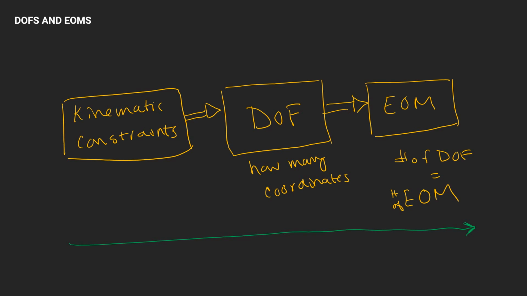But this is kind of how or why it's important that we go over kinematic constraints just one last time, because moving forward, getting that degrees of freedom right for your system is important, because you need to know how many equations of motion you actually need to generate.